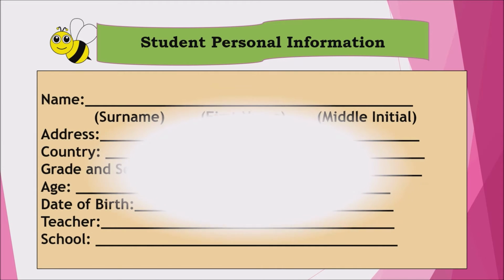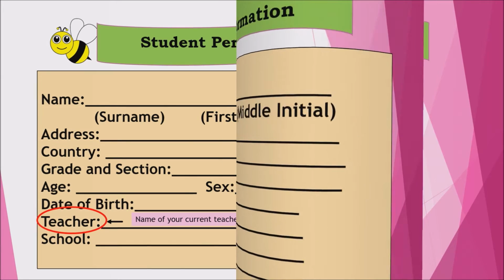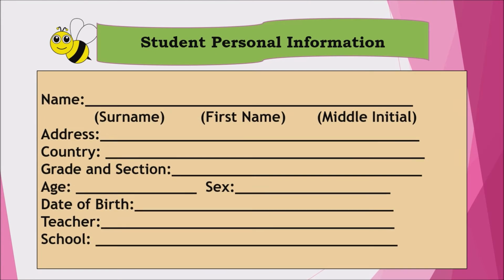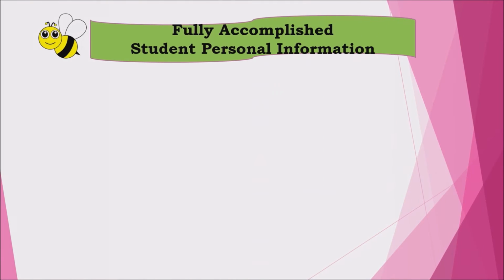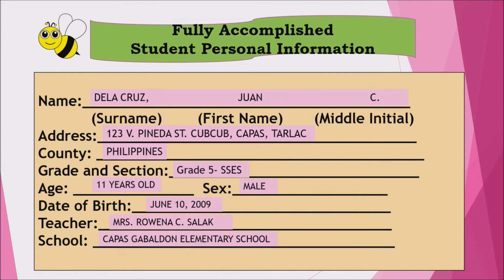Another information to be answered is the teacher. Here you should write the name of your current teacher or class advisor. And the last information to be filled in is the school. It is the name of your current school where you are enrolled. This is now an example of the fully accomplished student personal information.